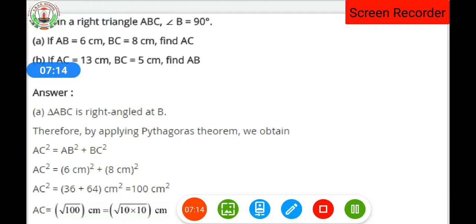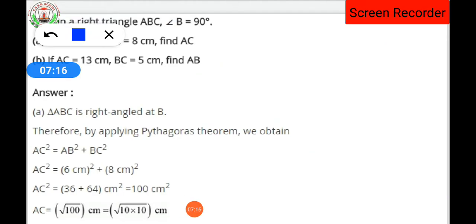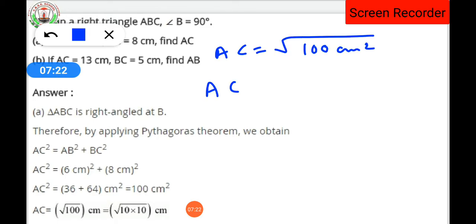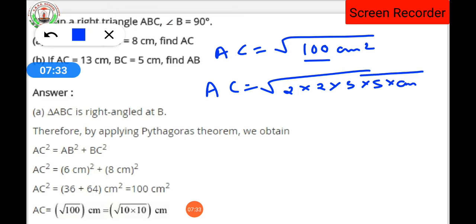Clear everyone? You can write it like this: AC is equal to root 100 centimeter square. What are the factors of 100? The factors of 100 are 2 into 2 into 5 into 5 into centimeter. Here, as centimeter square is there, we can write centimeter into centimeter. So among the pairs, one of each pair comes outside.